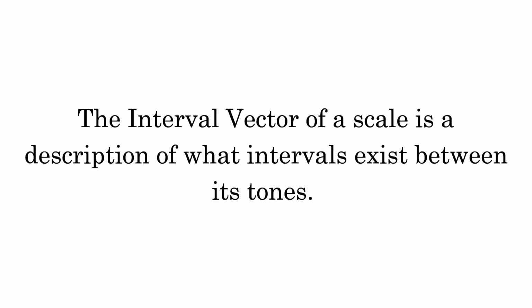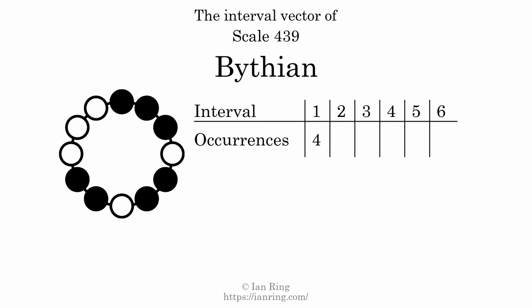The interval vector of a scale is a description of what intervals exist between its tones. There are 4 intervals with a size of 1 semitone. They are here, here, here, and here. There are 3 intervals with a size of 2 semitones. They are here, here, and here. There are 4 intervals with a size of 3 semitones. They are here, here, here, and here.